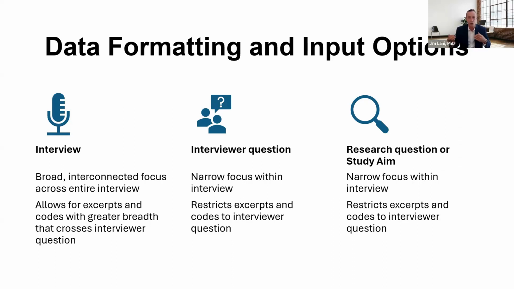I wanted to highlight two other ways that are more focused. You can organize your data prior to inputting, organized interviewer question by interviewer question. So when you use AI to excerpt and code, it's going to be narrowly focused right around that question. It's not going to be pulling things from other parts of the interview. Similarly, you can organize your data by research question or study aim. Again, it's going to narrow that focus, not allowing for those interconnections of other parts of the interview. I just wanted to highlight that you don't necessarily have to put the data in this very traditional way.